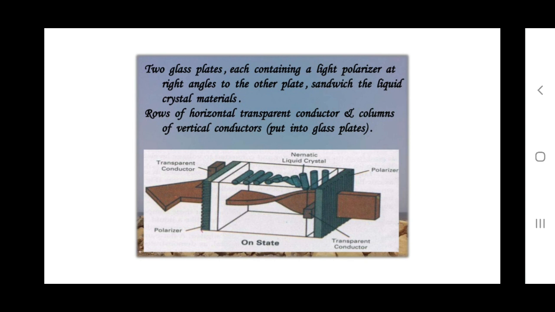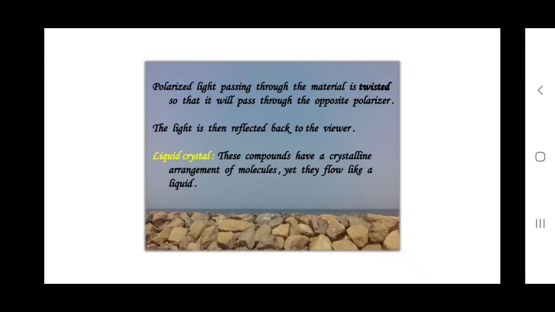It shows how the polarized light moves at right angles from one plate to another, which are sandwiched with the liquid crystal materials. So here we can say the light is transmitted when both are placed at 90 degrees to one another, and light is absorbed when both are placed in the same way.